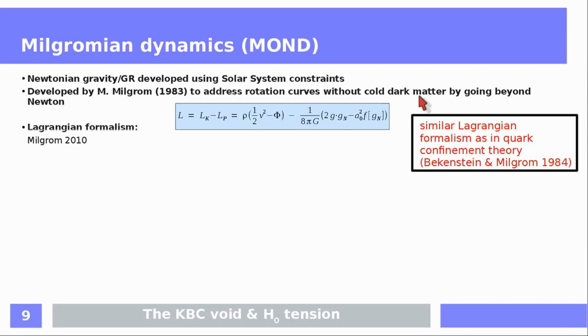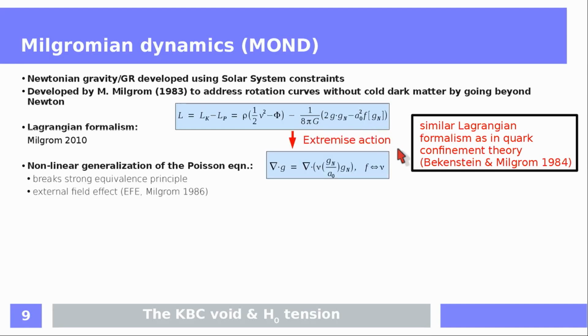So this is possible using a Lagrangian formalism, which is actually similar to some quark confinement theories. In this Lagrangian, the kinetic part is standard, but the gravitational part is non-standard. If you extremize the action using the Euler-Lagrange principle, you therefore get the standard equations of motion, but the gravitational field is very different for the same baryonic distribution than in standard theory. Importantly, there's this nu function, which is the critical thing. Gn is the Newtonian gravity and G is the actual gravity.